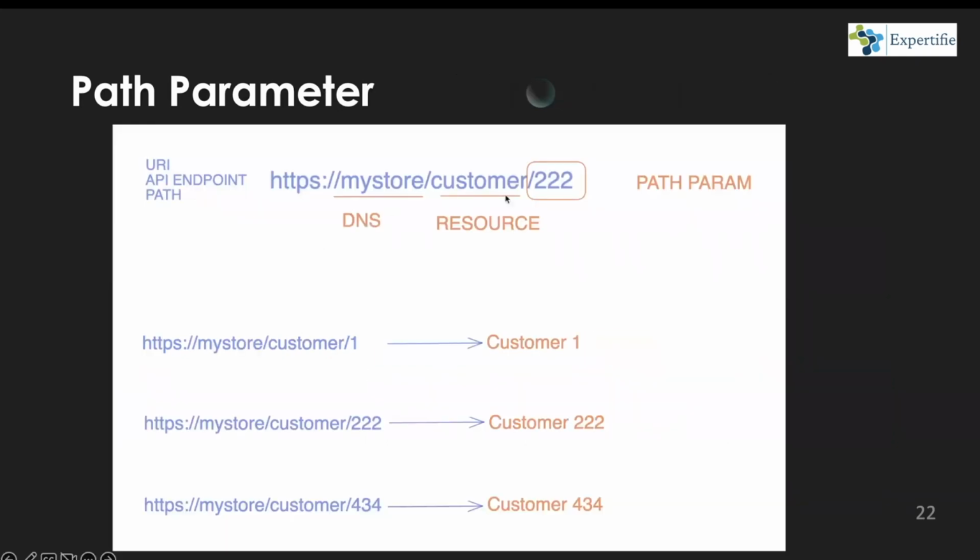And if the API endpoint is slash customer slash 222, it would point to the resource with id 222. So slash customer slash one would point to customer one, slash customer slash 222 would point to customer 222, and so on. Each customer would have a unique id, and to access that unique customer we need an API endpoint.